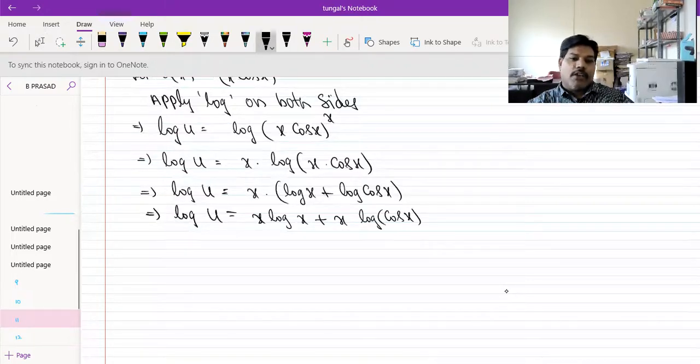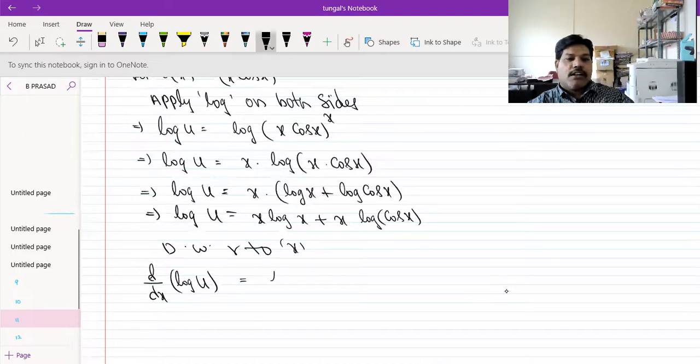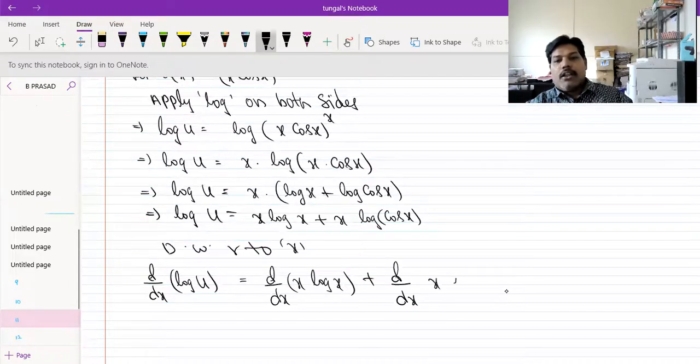So this is the log u value. Then I will apply the derivative here. Differentiate with respect to x. What happens? So the derivative of log u is equal to the derivative of x log x plus the derivative of x log of cos x.